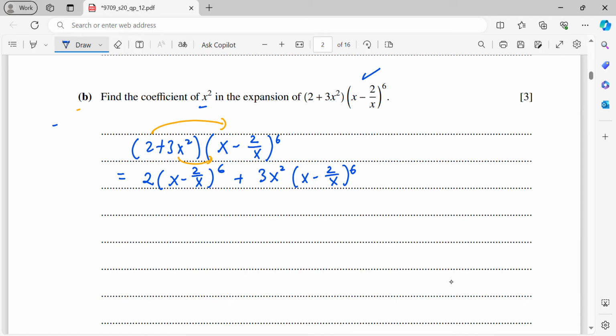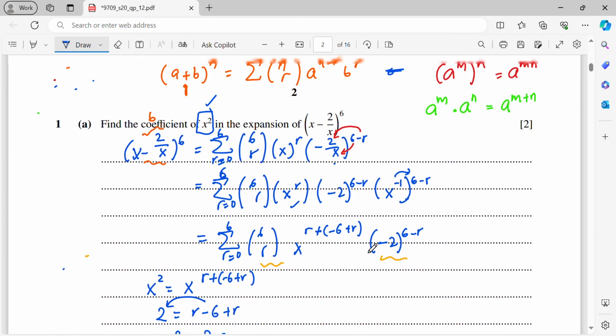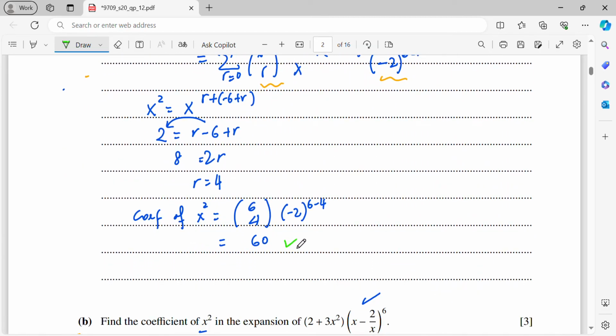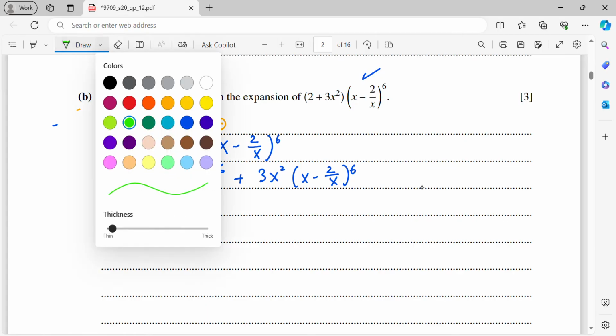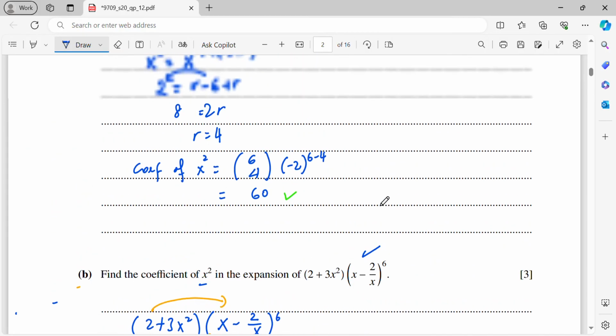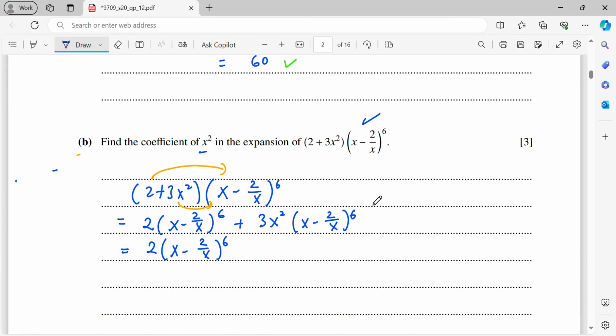Okay, so for the first one, basically we have found it, right, which is here. So it means that I just need to multiply by 2. Okay, so I know that the coefficient for x squared is 60. So which means here I will just rewrite this as 2 times x minus 2 over x to the power 6. And for the second term, just now we know that our r equals 4. Okay, and then now because of the x squared here, which means I will say my r is basically 2.